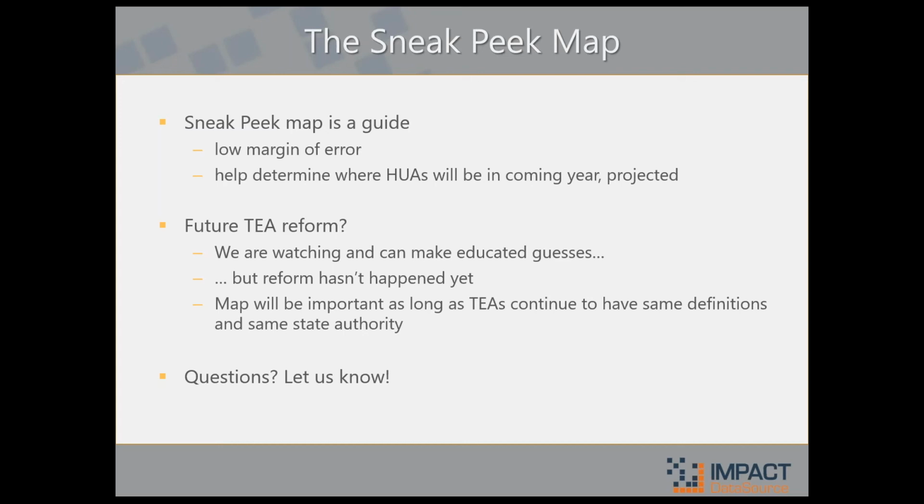Based on things that have been proposed, we can guess that TEA reform may not allow as much, if any, aggregation of census tracts, but these have all been proposed. We don't know what's going to happen. And most importantly, the reform hasn't happened yet. So right now, TEAs are continuing to be determined the same way that they have been. The process is the same, and along with that process, the data changes every year. So this map will continue to be important as long as TEAs continue to have those same definitions and the same state authority, which, as far as we know, will continue at least for the next few months.